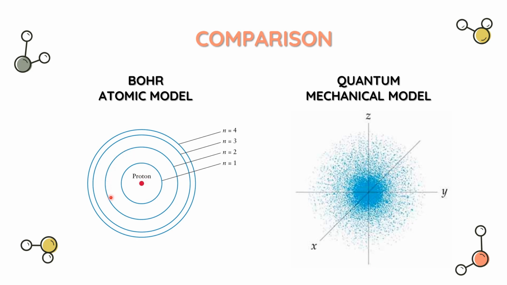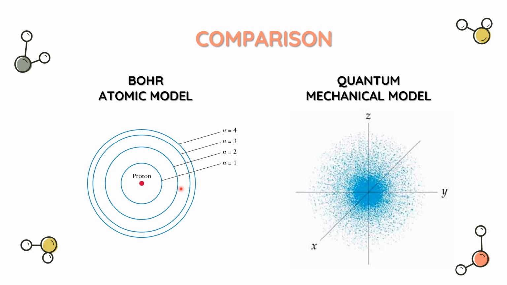And if the electron is moving on n equals 2 in this orbit, this will be the fixed position between the nucleus and the electron on the second orbit. So as the electron moves, at n equals 2 this will be the fixed position between the electron and the nucleus. Meanwhile, in the quantum mechanical model, you can see that there is no distinct orbit.